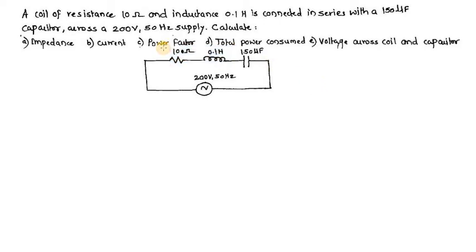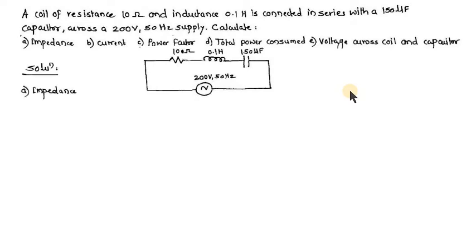The thing which I have highlighted is actually a coil, which is connected in series with a capacitor of 150 microfarad. I hope you understood the circuit so far. Now calculating the things is very easy in this numerical.